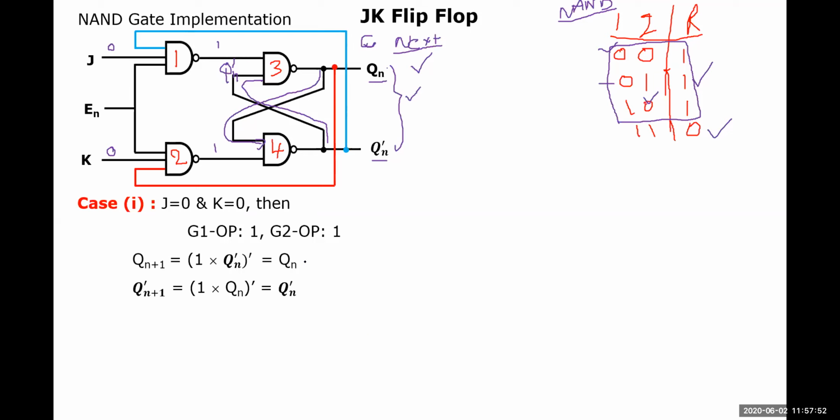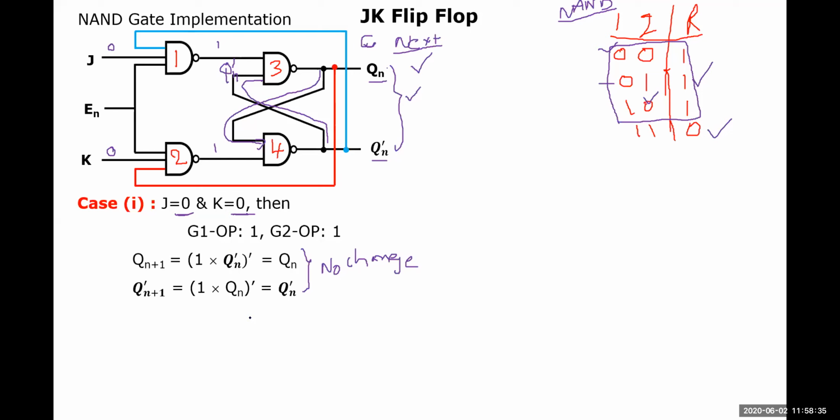Therefore, in this condition, when j equals 0 and k equals 0, there is no change for the next state. No change in the sense that whatever the values of Qn and Q complement n in the previous state, they will continue as they are. For example, Qn equal to 1, next state also 1. Qn equal to 0, next state also 0. There is no change at all, provided j equals 0 and k equals 0. So this is the specification we have to consider when both inputs are equal to 0.